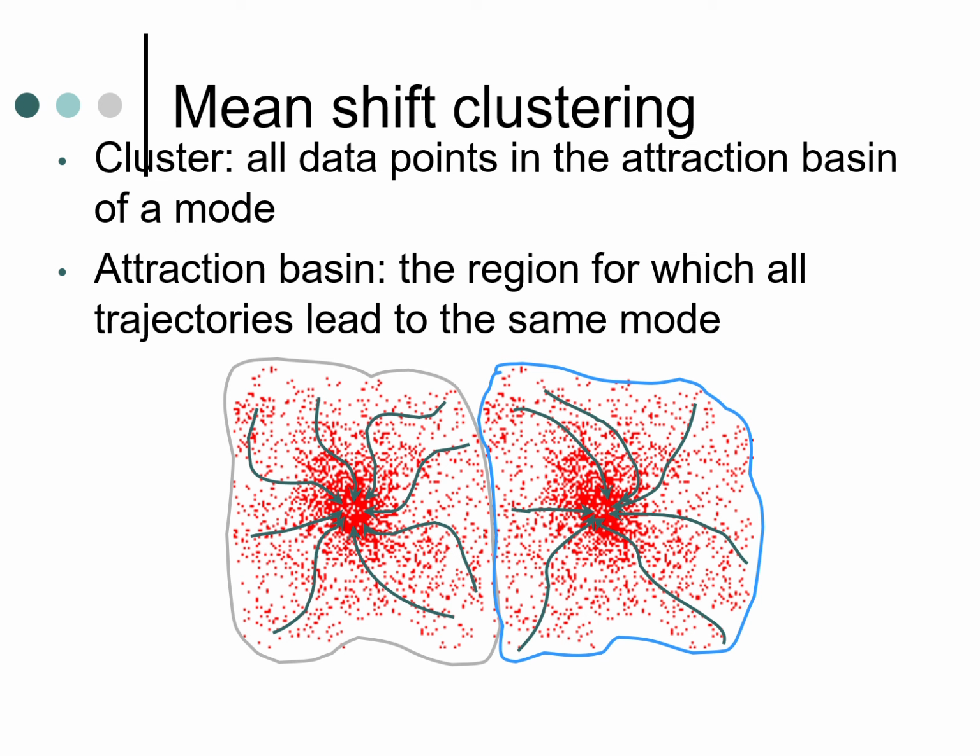Mean shift clustering. Generally, clustering means all the data points in the attraction basin of the mode. These data points are clustered together to form an attraction basin, where the attraction basin is a region for which all the trajectories lead to the same mode. For example, the first image shows you all these trajectories leading to the same mode. It forms the attraction basin in the center of the image. It forms a cluster of all the data points in the attraction basin of a mode to form mean shift clustering.